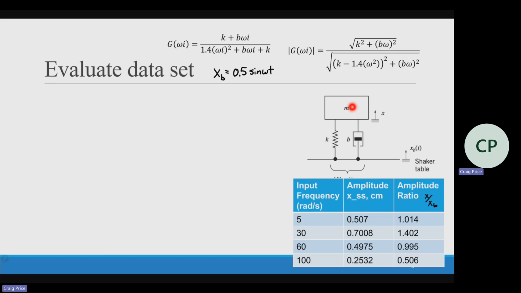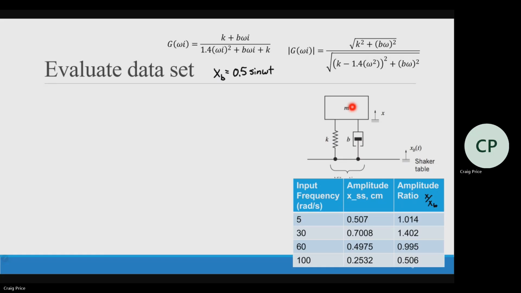Here's how we would solve this. And this is not an easy problem. I just want to say this is harder than what you have on the homework, because there's a lot of algebra in here. It's kind of a weird way to take test data and work our way back, instead of knowing some of those values and finding the Bode plot, let's say.